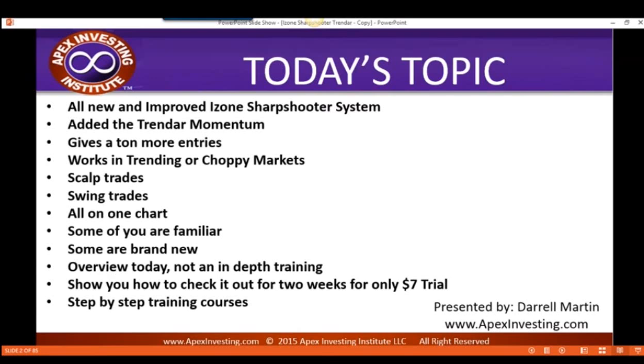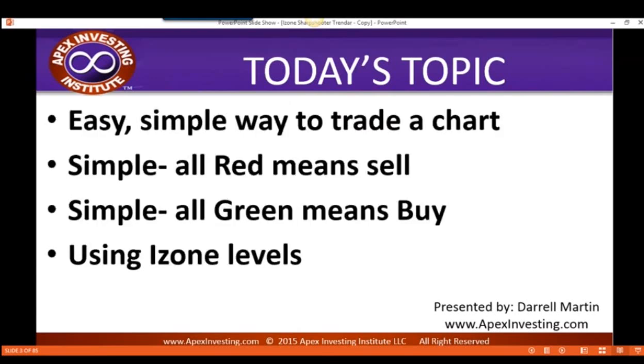Okay, so let's just knock out a couple of things here. Like I said, system is very simple. I'm going to show you. As you can imagine, red means sell, green means buy. We're using what's called IZONE levels.